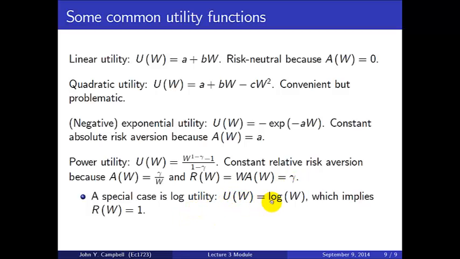U of w equals the natural logarithm of wealth, which implies that relative risk aversion is 1. Now, you can see that looking up here, if we set gamma equals 1, and we take this literally, we've got 0 divided by 0. So obviously, to handle that case, as gamma goes to 1, you have to take the limit appropriately, and if you do that, you get u of w equals log w. So log utility is another very important special case.